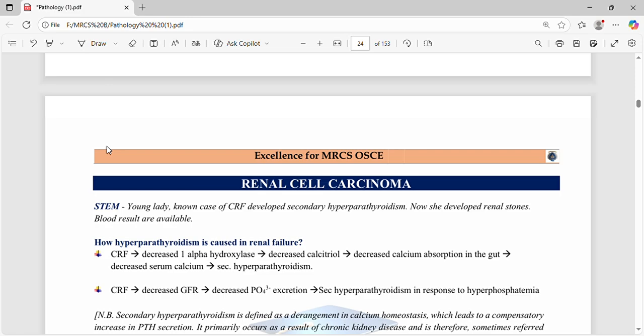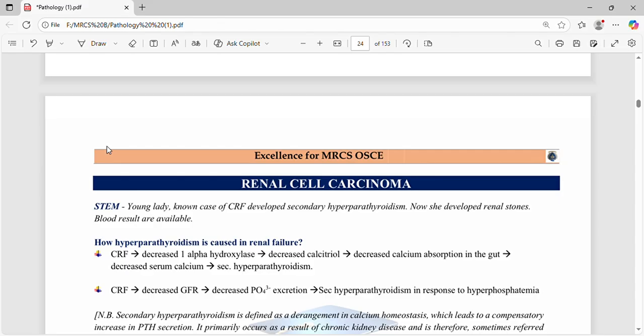Okay, so today we are going to discuss renal cell carcinoma. A young lady, a known case of CRF, developed secondary hyperparathyroidism. Now she developed renal stones. Blood results are available. So how is hyperparathyroidism caused in renal failure?